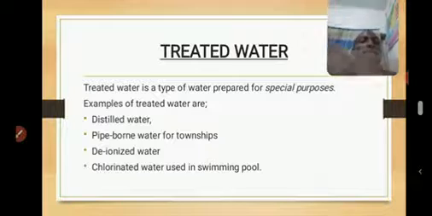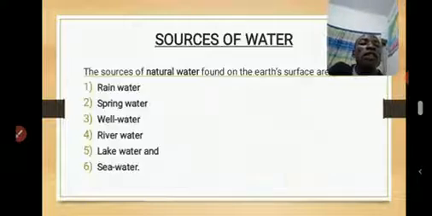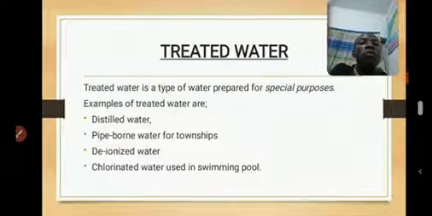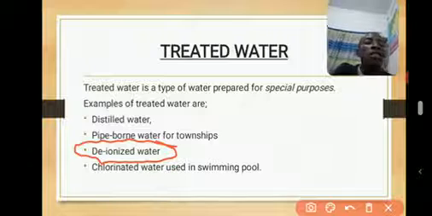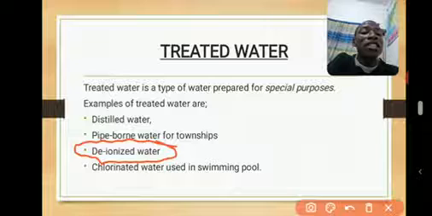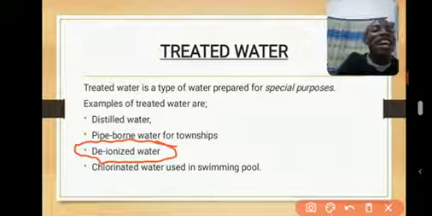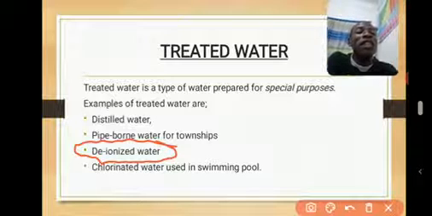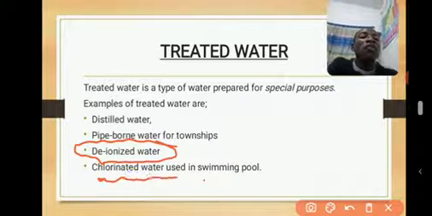Deionized water. That's water that has been made to pass through the ion exchange resin. Okay, I may be speaking big grammar now, but you understand later. So the ions have been removed. So there's no ion inside the water. It's called deionized water. Then chlorinated water is used in swimming pool.